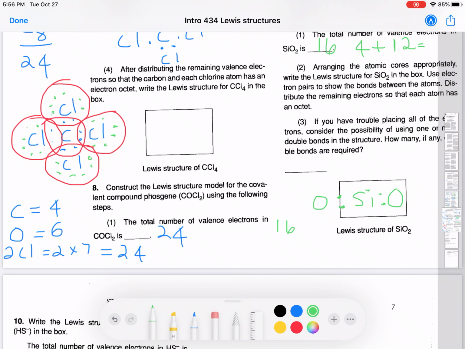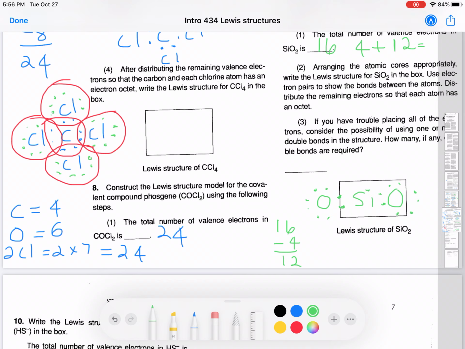So we used 4. So there are 12 left. That 12 you're going to put between the 2 oxygens. You're going to distribute them. 1, 2, 3, 4, 5, 6, 7, 8, 9, 10, 11, 12. Right now you distributed all 16. But see, oxygen is happy having 8 electrons. But is silicon happy yet?